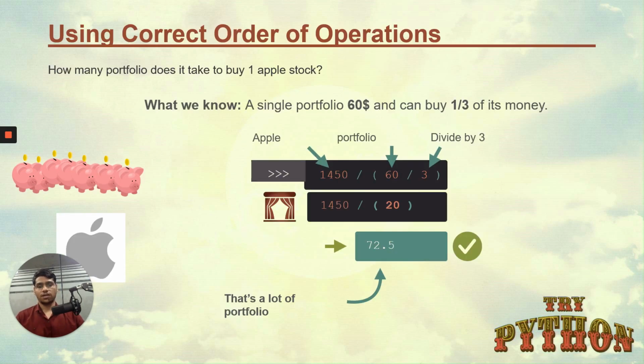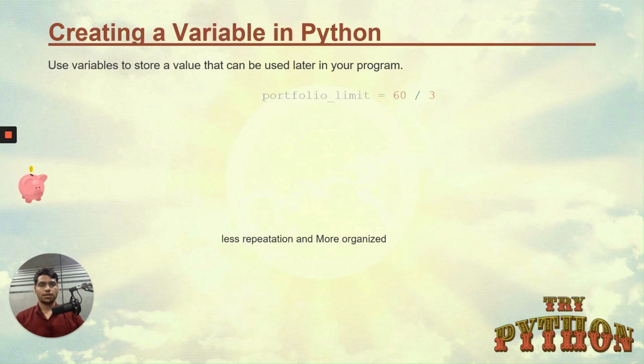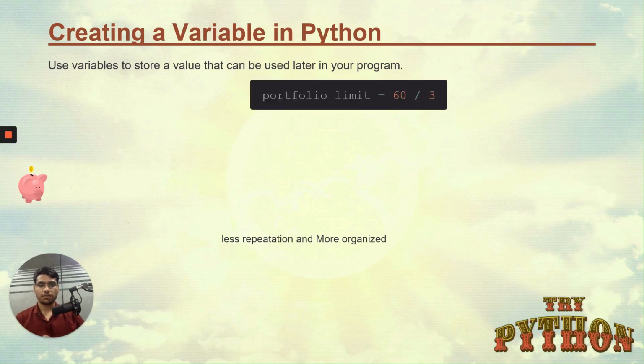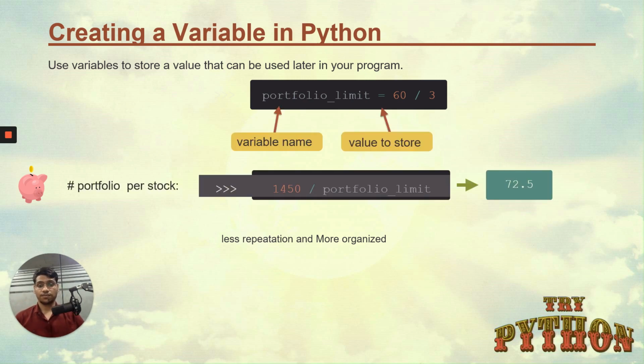Now this in front of you is just a normal maths equation. If I want to write it in code, we have to use the concept of a variable. So this is how a variable looks. On the left side, you write the variable name. On the right side, you write the value. In this case, portfolio limit is a variable name and 60 by 3 is the value. Now, if I want to do the calculation, I'll write 1450 divided by portfolio limit, which will be 72.5.